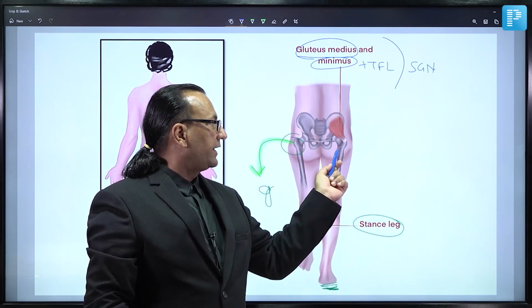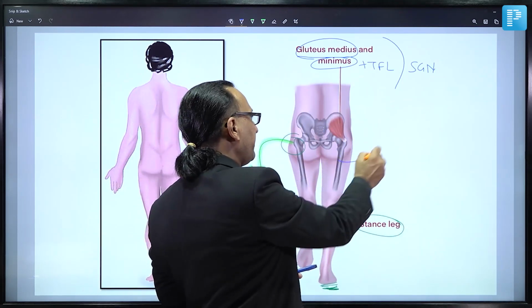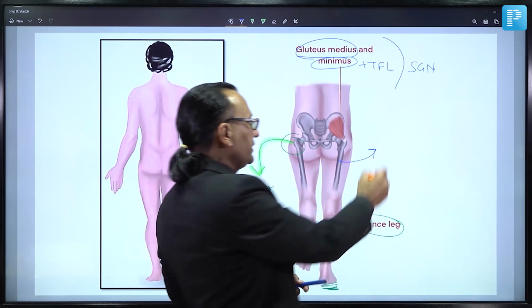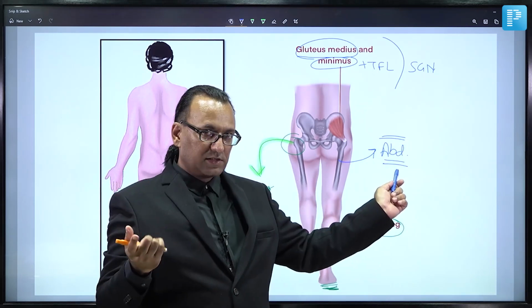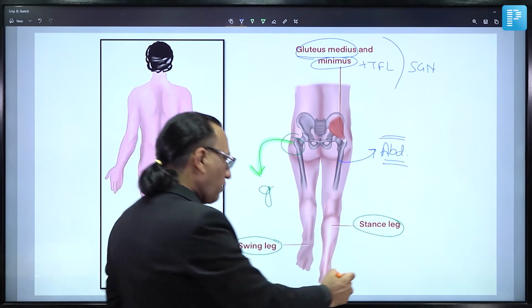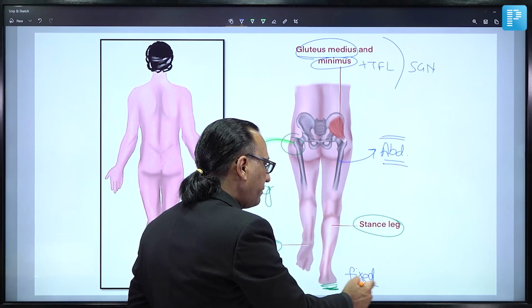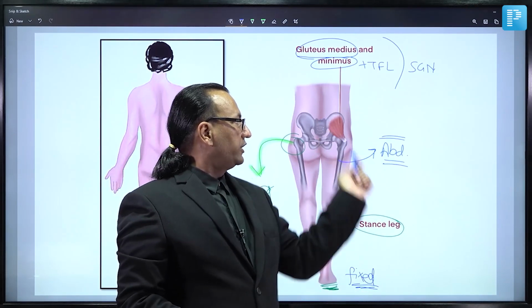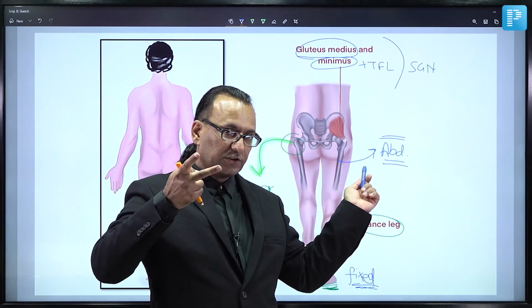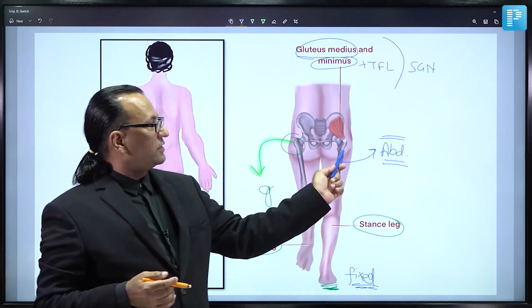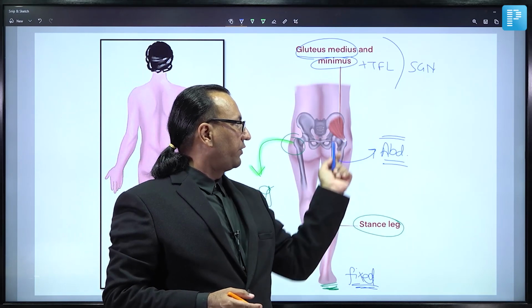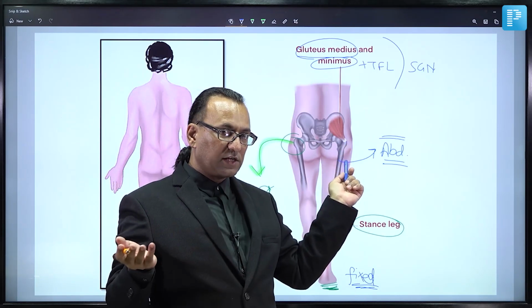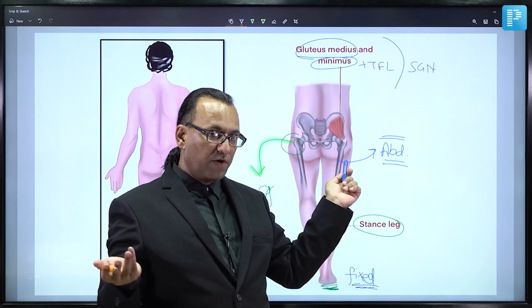Normally, their function is to pull the femur away from the midline. That means they cause abduction at the hip joint. But since the foot is fixed to the ground, now the femur cannot be pulled and their origin and insertion will interchange. Their movement will change. Since these trio muscles cannot move the femur, the attachment is no more the insertion. It becomes the origin.